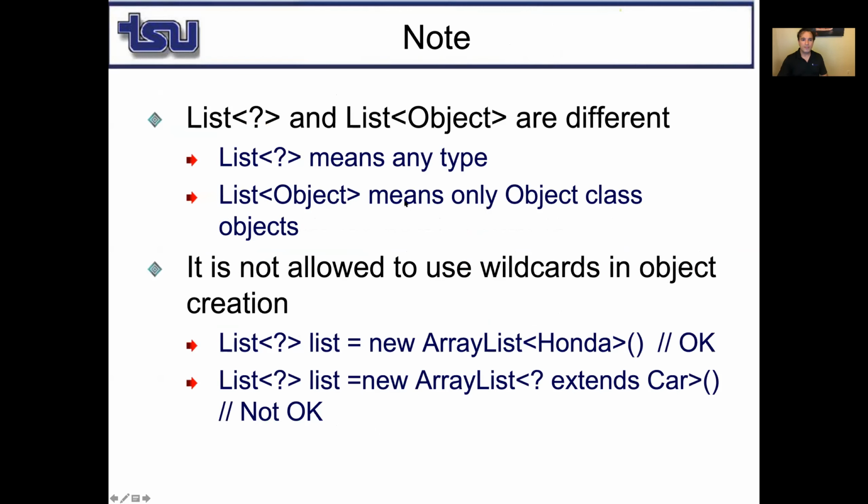And we have list question mark. List question mark means any type, okay? So you can say list question mark list is equal to new array list Honda. That will be perfectly okay. But you cannot use wildcards here, okay? And list question mark is different than list object, because this list object means only object class objects, but this wildcard here can refer to any object.